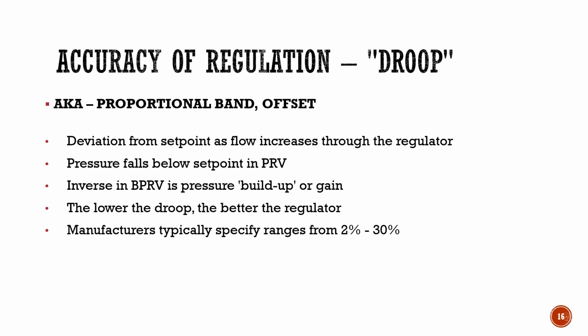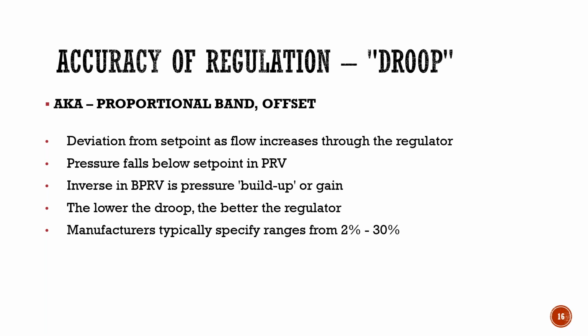Now, accuracy of regulation, or droop, also called proportional band or offset. That's the deviation from the set point as flow increases through the regulator. So if your set point is 100 psi, and at some point in time your set pressure drops off to 90, we're going to say that there's 10% droop, or the inverse of that, 90% accuracy.